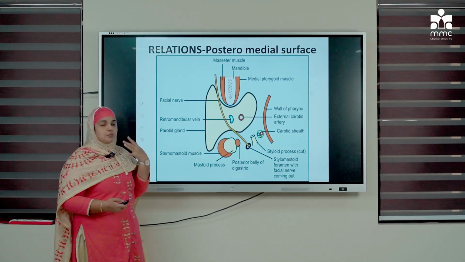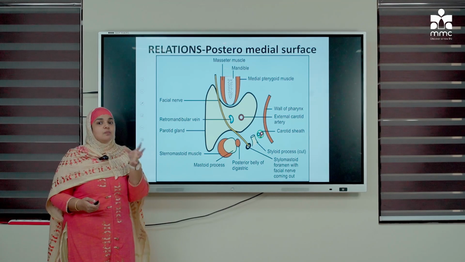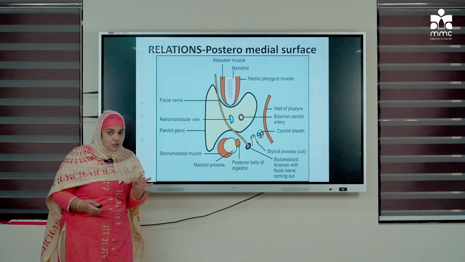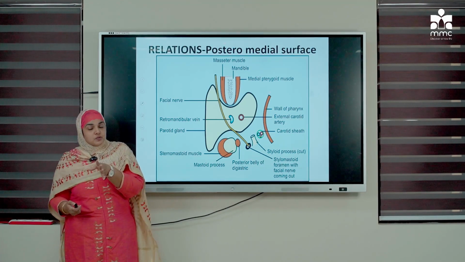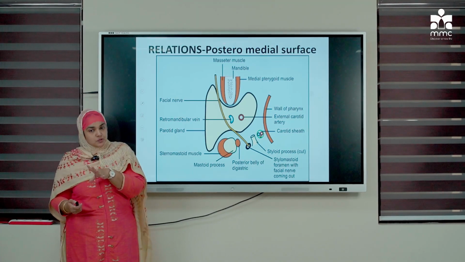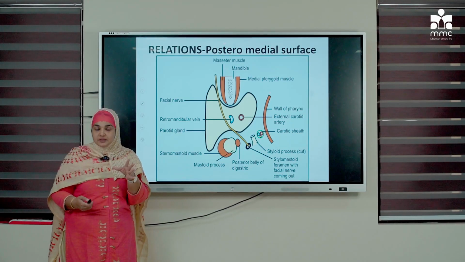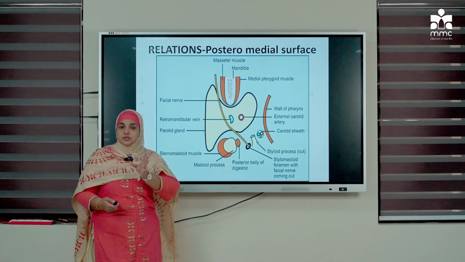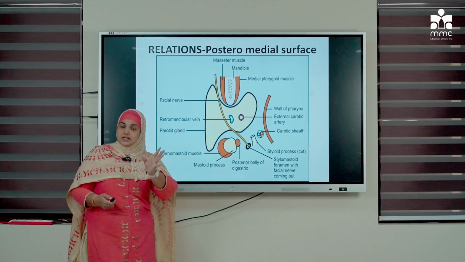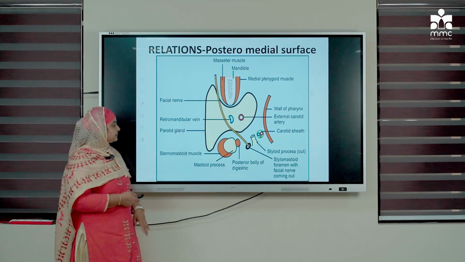So, what are the posterior medial relations? We have the mastoid process and the two muscles attached to it, the sternocleidomastoid and the posterior belly of digastric. We have another process, the styloid process, and the muscles and ligaments attached to it. In addition, we also have the facial nerve emerging from the stylomastoid foramen, the external carotid artery before it enters the parotid gland, and also part of the carotid sheath.